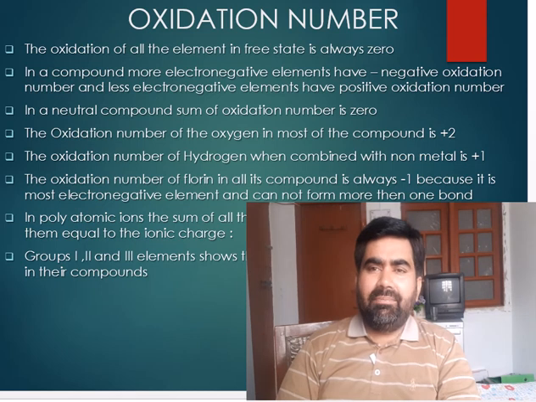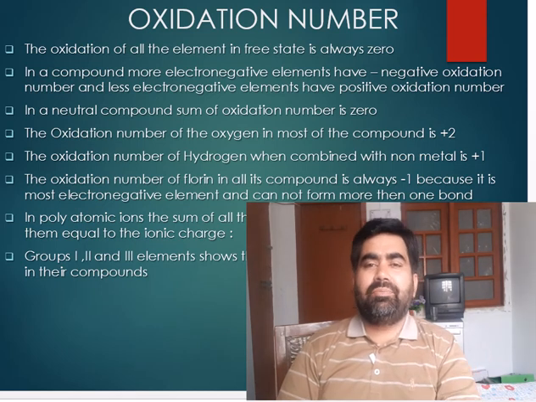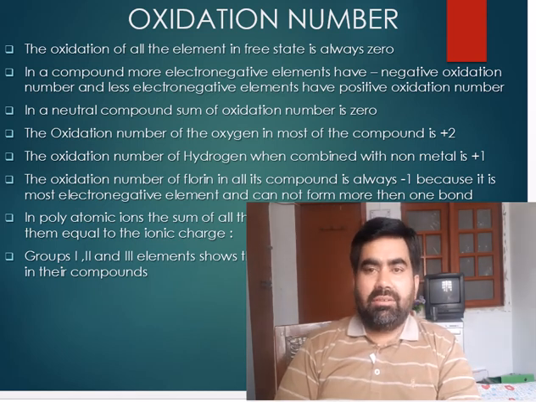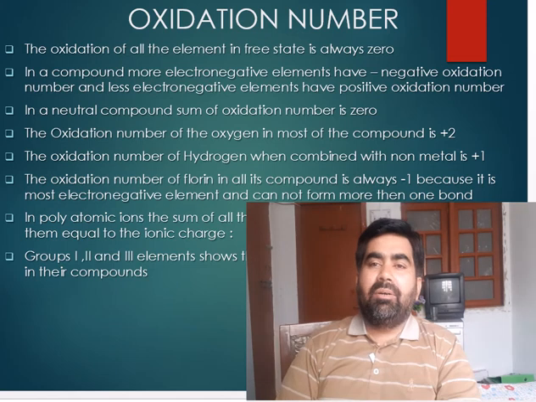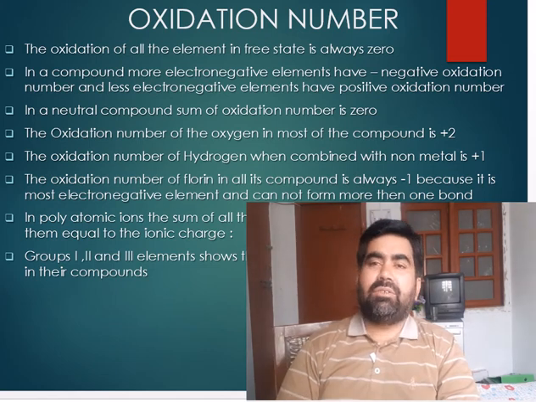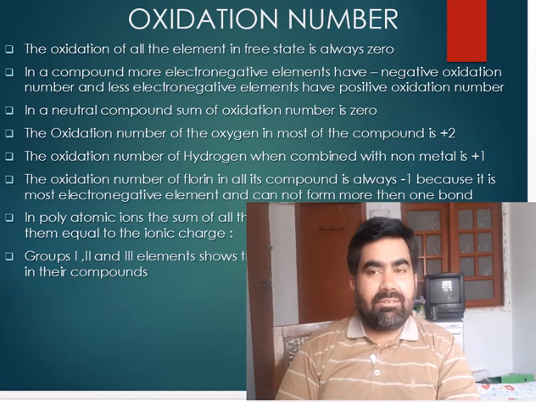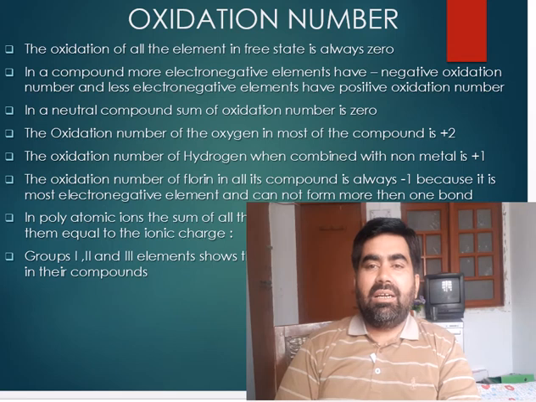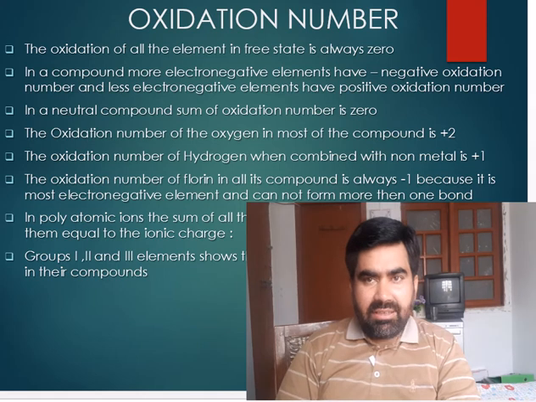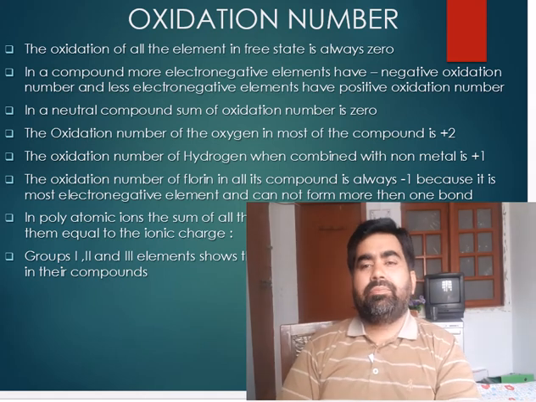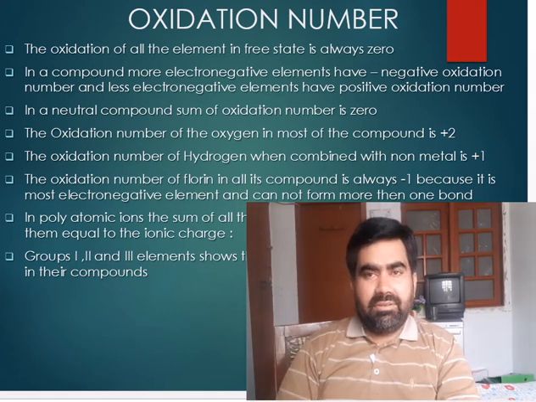The oxidation number of all the elements in their free state is always 0. In a compound, elements having more electronegativity have a negative oxidation number. The elements in a compound having less electronegativity have a positive oxidation number. In a neutral compound, the sum of oxidation numbers is 0. The oxidation number of oxygen in most compounds is -2. The oxidation number of hydrogen when it combines with a non-metal is +1.